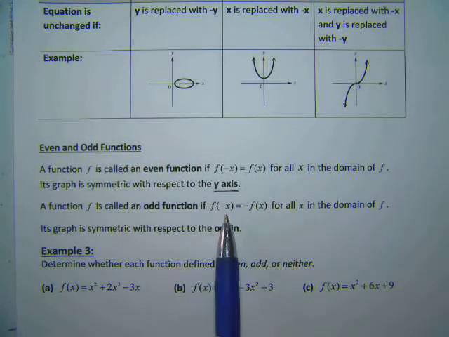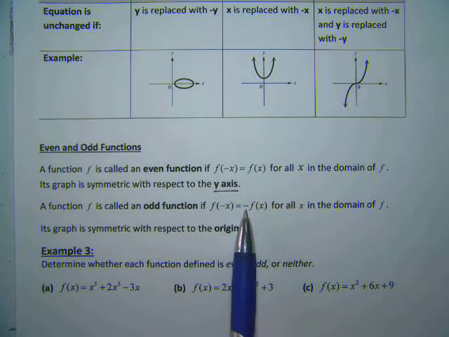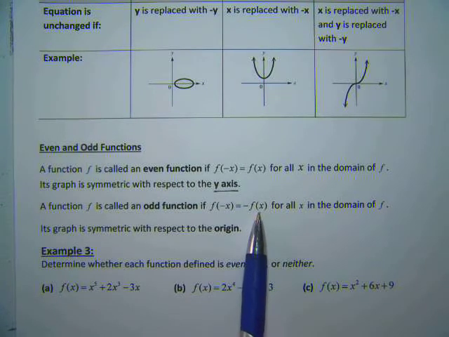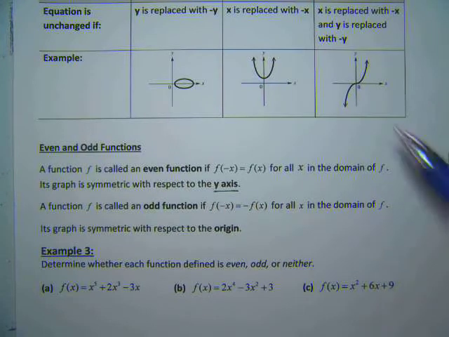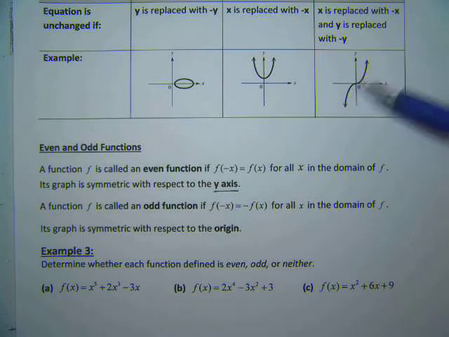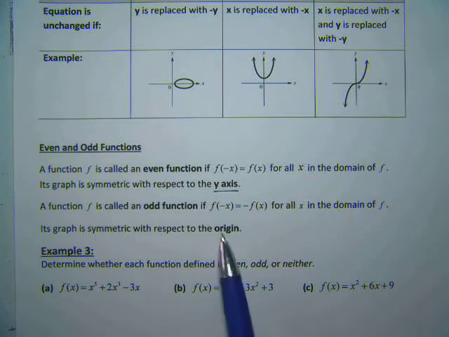A function is called an odd function if f of negative x is equal to the opposite, the negative of f of x. Let's see what you did. You replaced the x with negative x and the y, which is the f, all of it with negative y. And that is symmetric with respect to the origin.